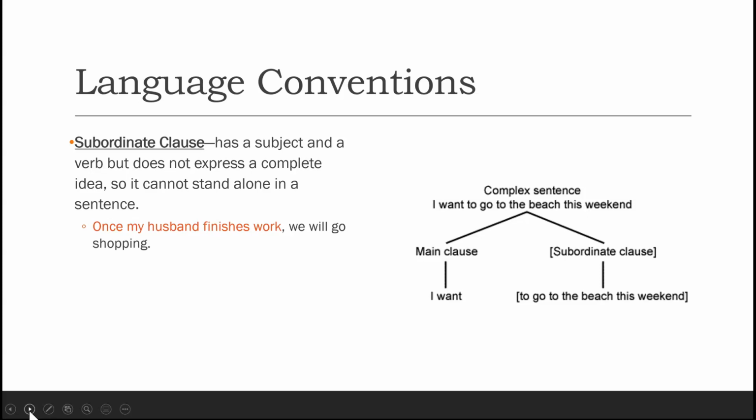You may have also heard this referred to as a dependent clause, which is how I mostly refer to it, but we're going to call it subordinate for now just because that's the language that will be used on any standardized exam. But a subordinate clause cannot stand alone. It's dependent, which is why I do like the wording dependent clause. It's dependent on the independent clause, which we'll talk about in a second.